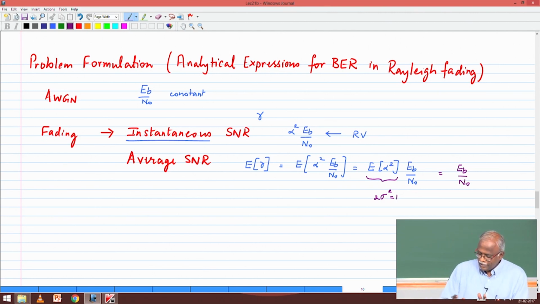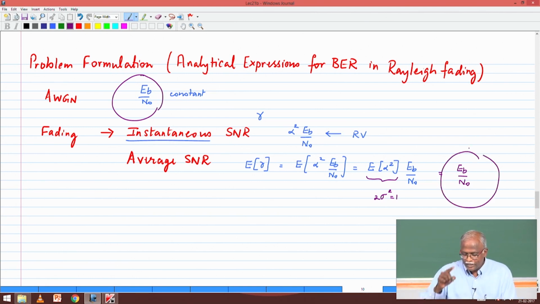So the average SNR. You can talk about an instantaneous SNR in a fading channel, you can talk about an average SNR in a fading channel, and the case that we would like to be able to compare is when the SNR in an AWGN channel and the average SNR in a fading channel are the same, because then you can make a fair comparison between the two of them. So this is the starting point for our discussion of analytical expressions for BER.